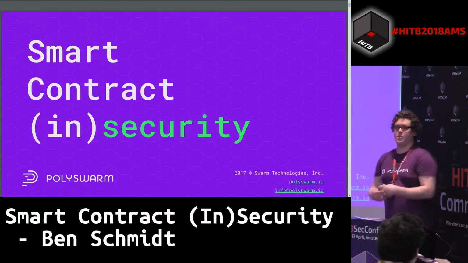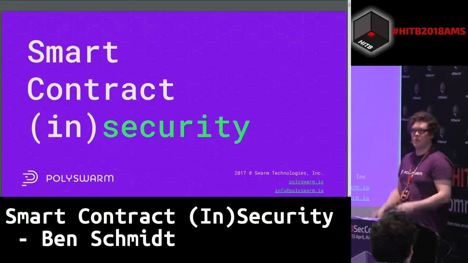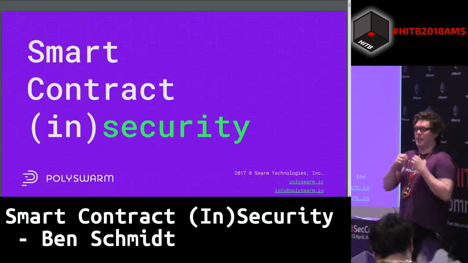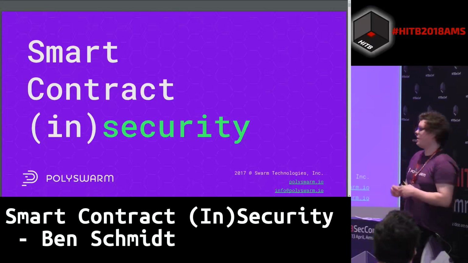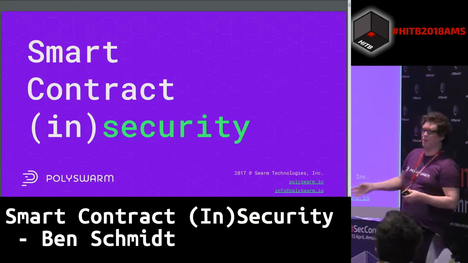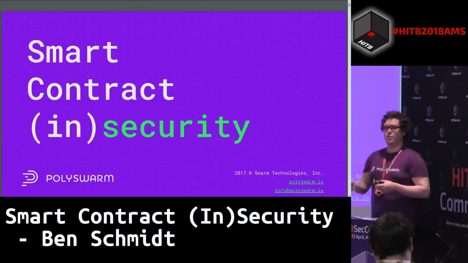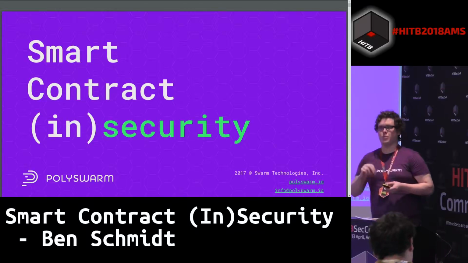Just a little bit about us. We're working on creating a distributed threat intelligence market where people can share files and have them analyzed by a large collection of security experts. Today, I'm not going to be talking too much about that. Instead, I'm going to be talking about security vulnerabilities on the Ethereum network, specifically those written in Solidity.